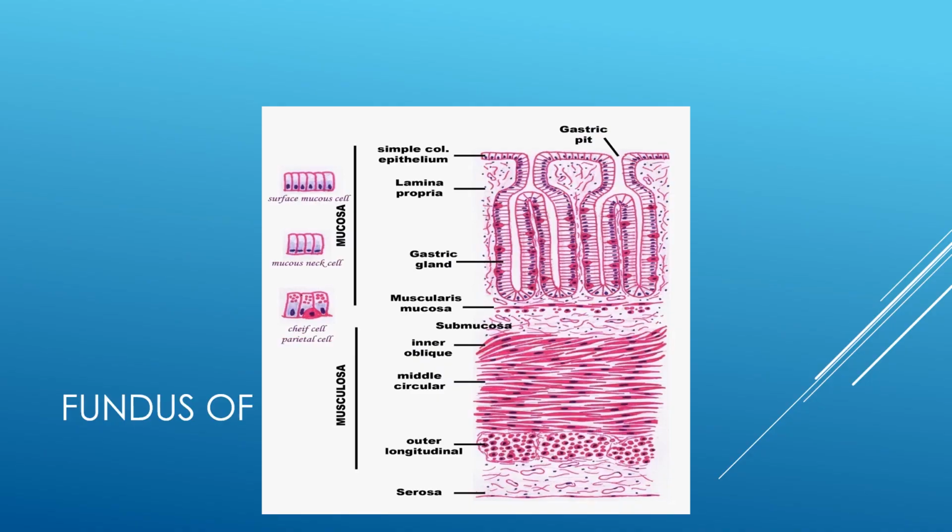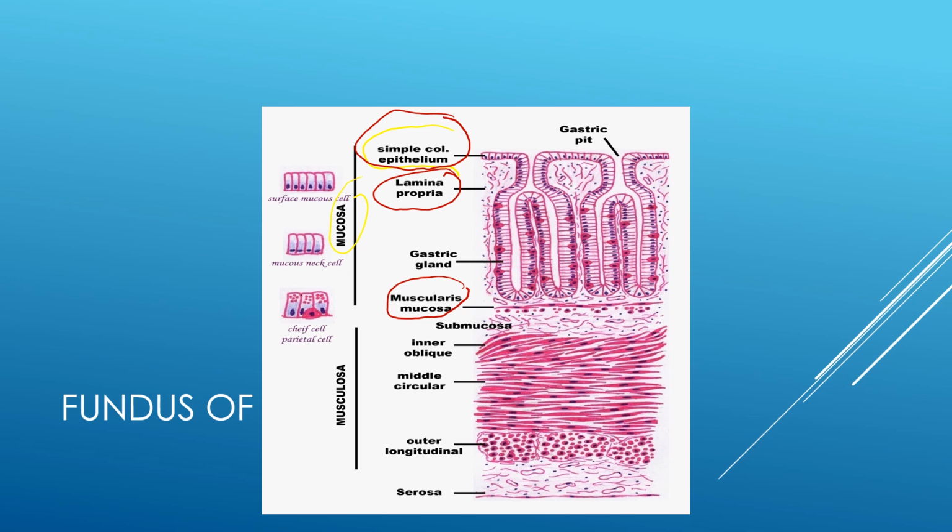Now let's see a diagram for mucosa and submucosa. We say that mucosa is formed of three layers. What are they? They are epithelium, which is simple columnar epithelium, lying on connective tissue called lamina propria, and we have muscularis mucosa. These are the three layers of the mucosa.